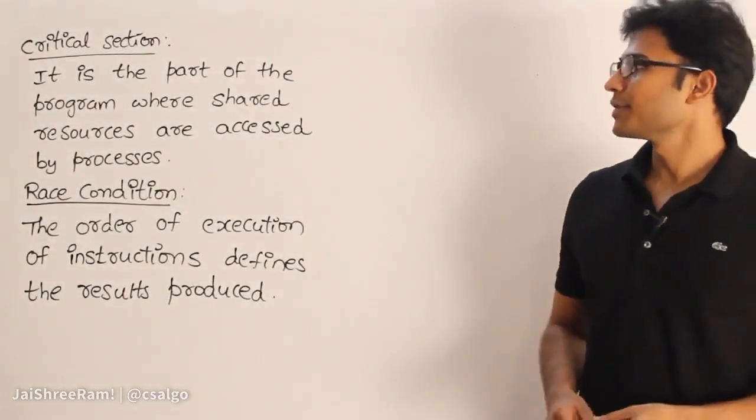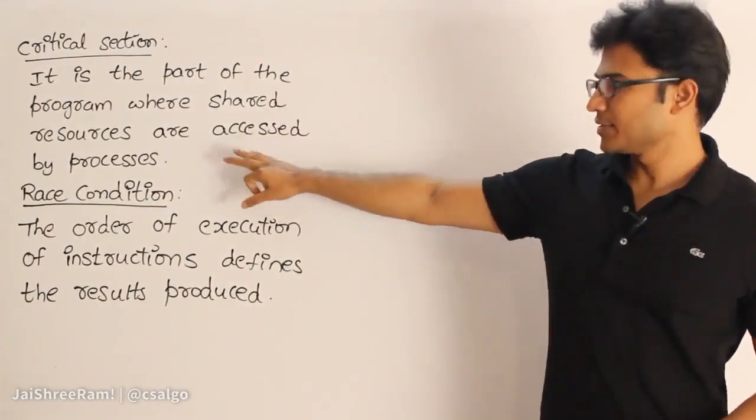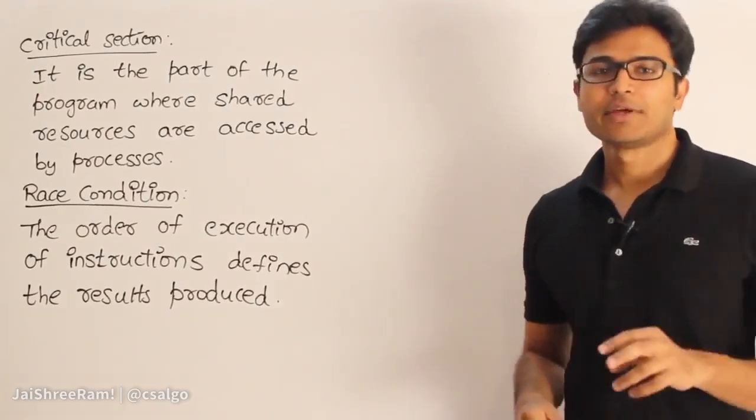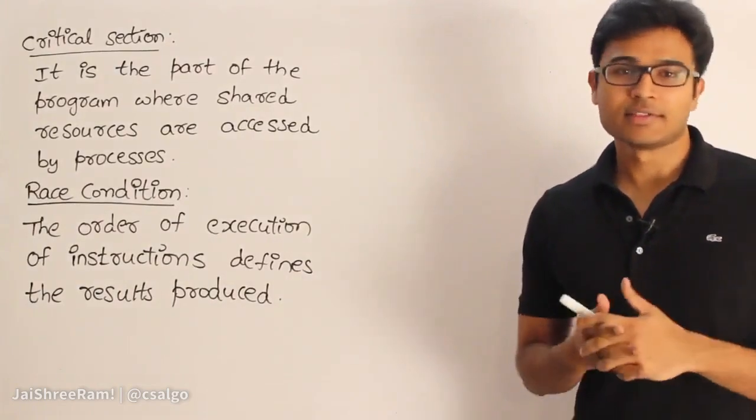Now let's see the definition of critical section. It is a part of the program where shared resources are accessed by a process. Based on this definition, 2 times GATE questions are asked. It's simple. They have given various options. What is critical section, right?